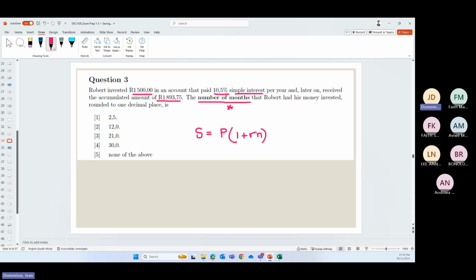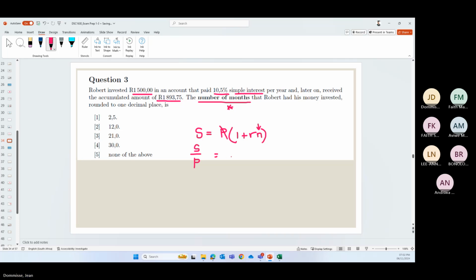So let's then simplify a bit before we start. We need to get to that n. First of all, I will on both sides divide by P. If I divide by P, this one will fall away and we will have S divided by P.